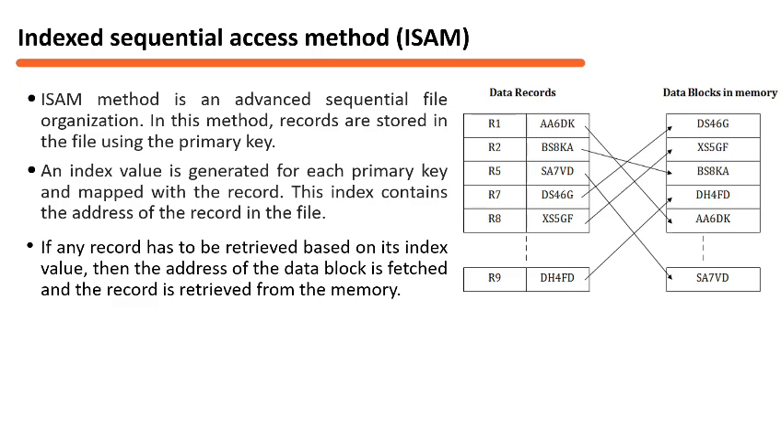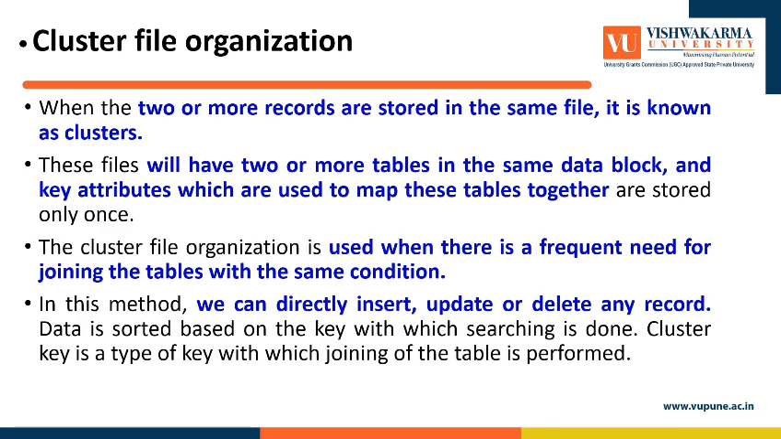In the last slide, we will see cluster file organization, where two or more records are stored in the same file. These are known as cluster files. This file will have two or more tables in the same data block, and the key attributes which are used to map the tables together are stored only once. Cluster file organization is used when there is a frequent need for joining tables with the same condition. In this method, we can directly insert, update, and delete any record in the cluster file organization.